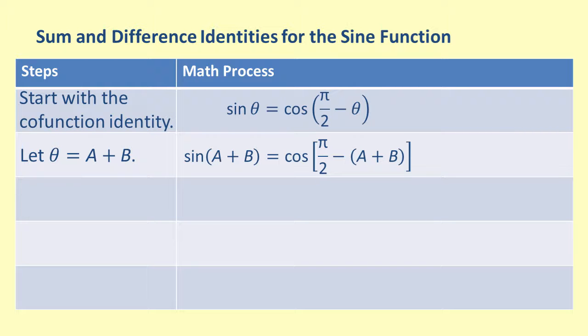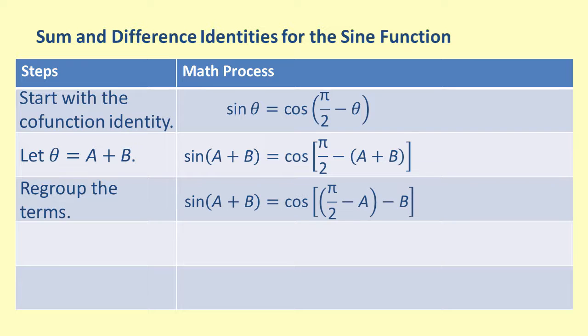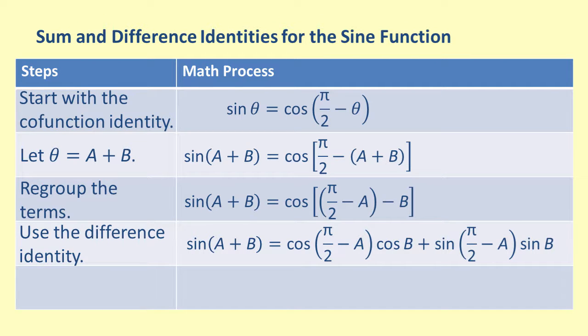Next, use the associative property to regroup the terms in the cosine expression, giving us sine of the quantity a plus b equals cosine of the quantity b subtracted from the quantity pi over 2 minus a. Next, expand using the difference identity for the cosine function. This gives us sine of the quantity a plus b equals cosine of the quantity pi over 2 minus a times cosine of b minus sine of the quantity pi over 2 minus a times sine of b.